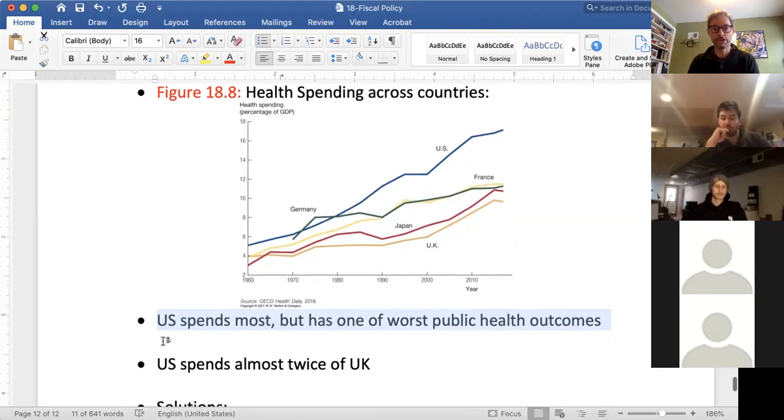So, you know, the US spends per person almost twice as much on healthcare as Britain does. Right. And I don't know if any of you know anybody from Britain or have lived there for a period of time. Healthcare in Britain is very, very good. In fact, I would argue it's probably better than it is in the United States. And so the fact that we're spending twice as much as Britain and not getting something nearly as good suggests that there's a big problem.